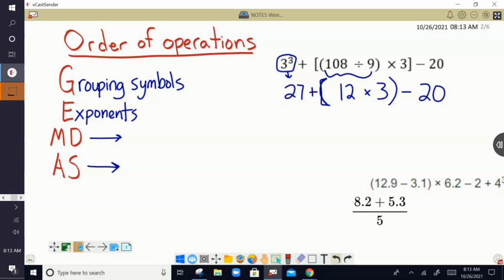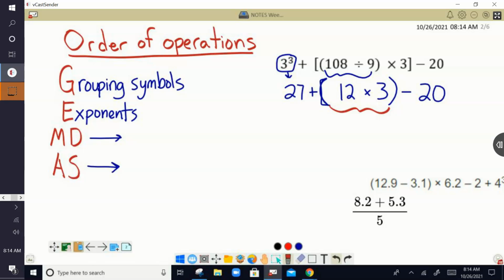Instead of just looking at it and doing random math problems and hoping to get the right answer and hoping to go in the right order, this will ensure you go in the right order, because you're looking at a problem that's getting simpler and simpler as you go down. So now I'm looking at this here. I'll get a different color. I'm looking at this problem inside the grouping symbols.